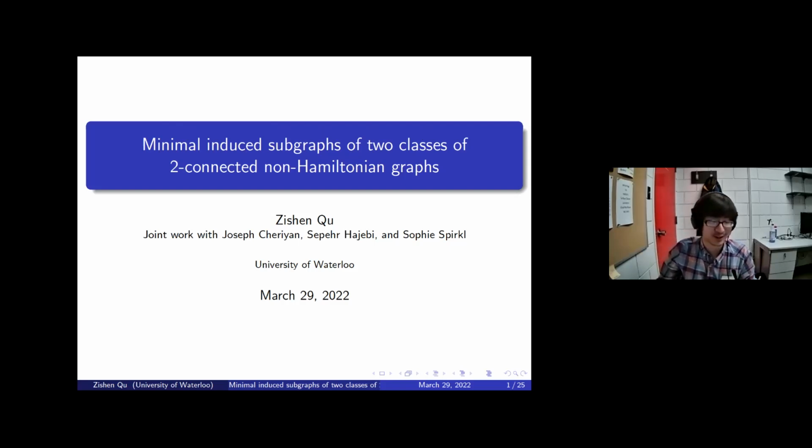So first, I'll talk about the title. If you just ignore the two classes for a moment there, the title is Minimal Induced Subgraphs of Two Connected Non-Hamiltonian Graphs. So that implies that if you get a smaller induced subgraph that's still two connected, it should be Hamiltonian. So in other words, these are sort of the minimal obstructions to Hamiltonicity in a two connected graph. Well, you obviously need two connected because if you have a cut vertex, it can't be Hamiltonian.